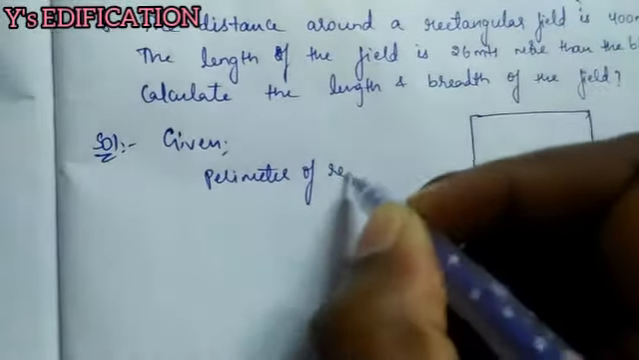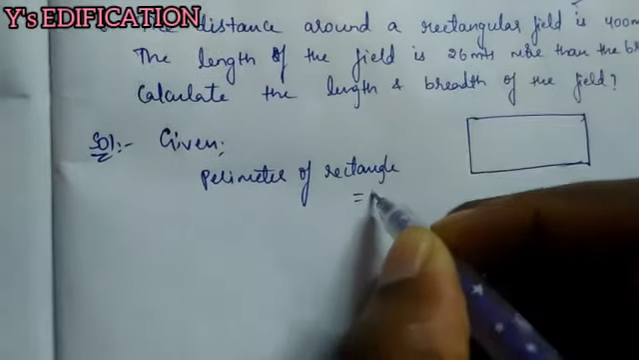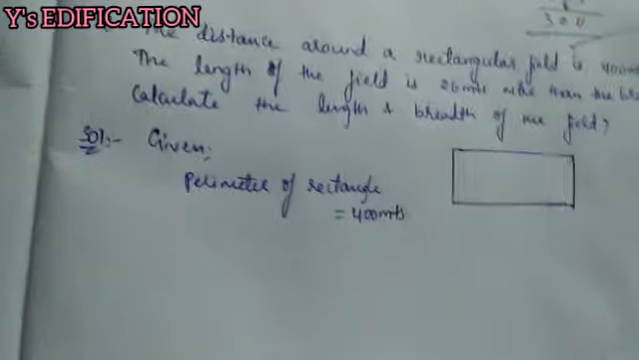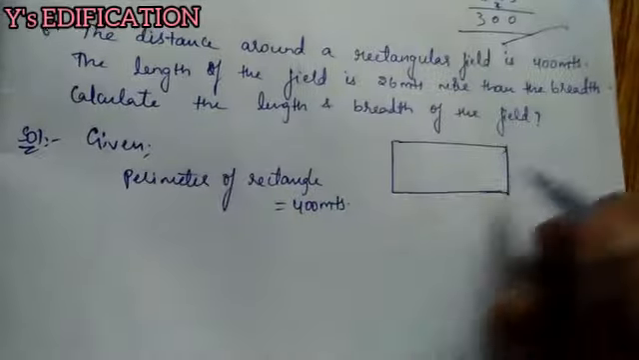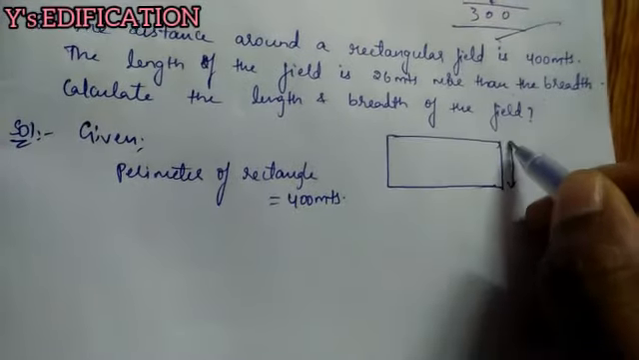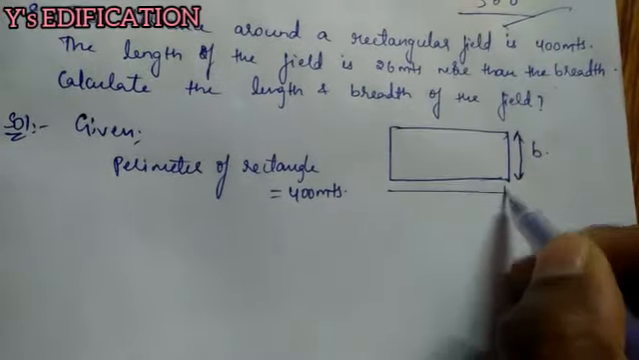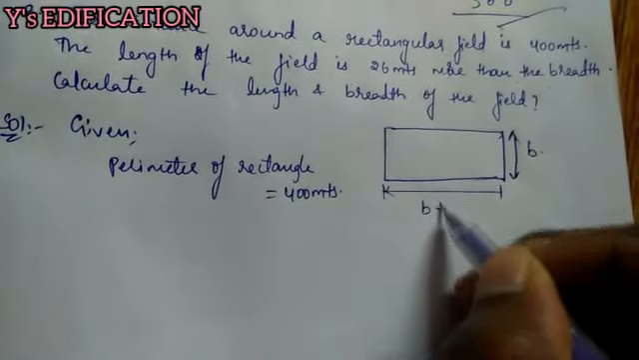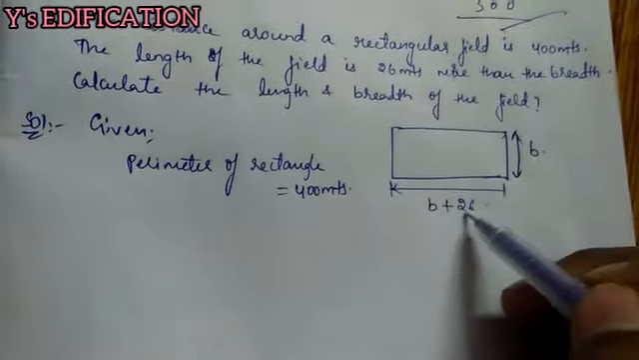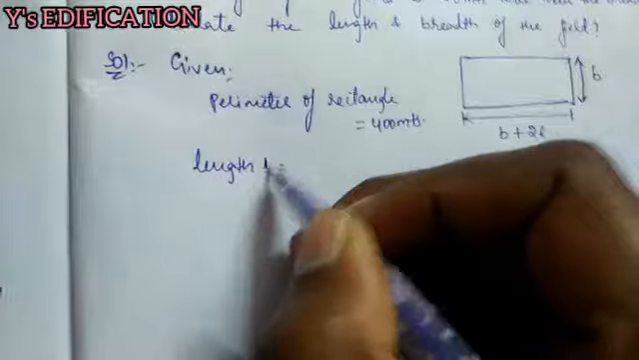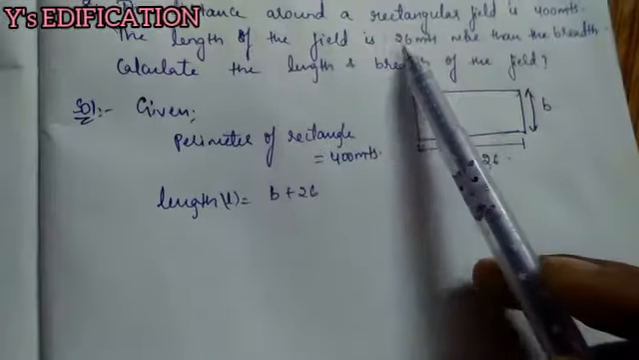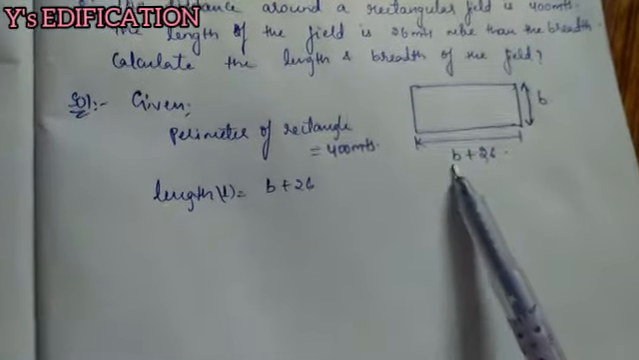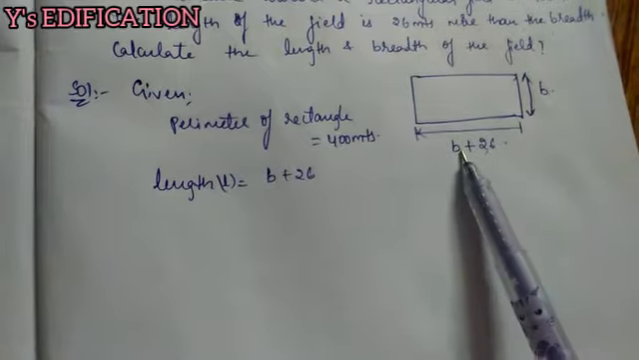The perimeter of the rectangle is equal to 400 meters. The length of the field is 26 more than the breadth. That means if the breadth is B, the length is B plus 26, since the length is 26 meters more than the breadth.